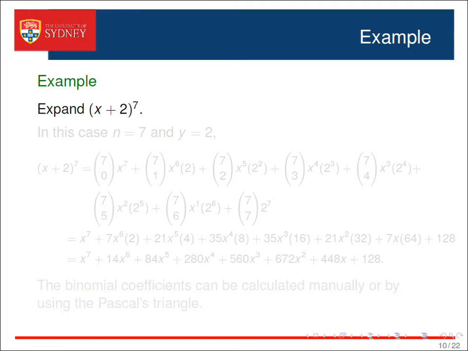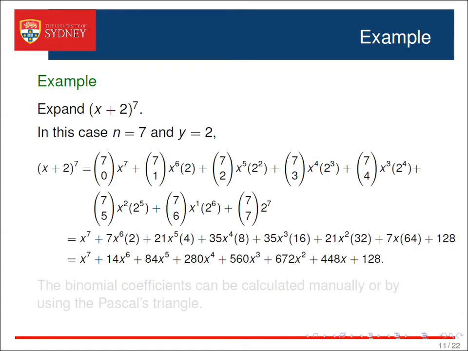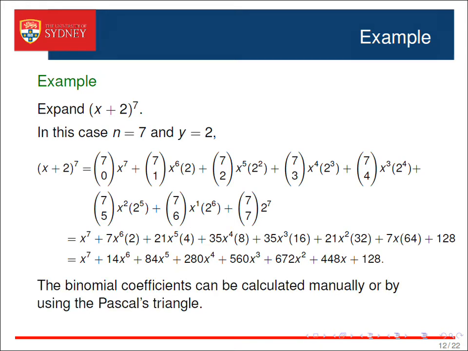Let's have a look at an example. Here we want to expand x plus 2 to the power 7. So if we use the binomial theorem, we replace all n with 7 and y with 2, and we get the expanded form we see here. We can simplify further, and we get the final expanded form. You can calculate the binomial coefficients manually or using Pascal's triangle.